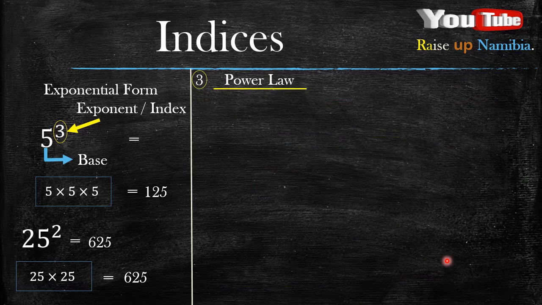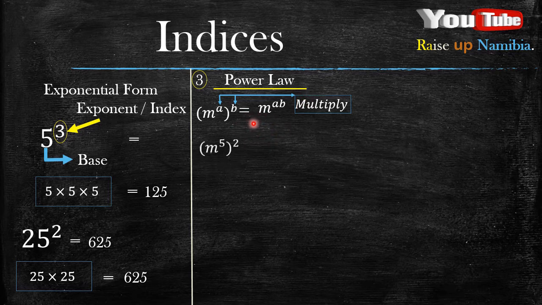So let's look at the last law for this video, which is the power law. Now what is the power law? The power law states that when you have a term or a base and an exponent, and again it's raised to a certain power, you multiply the two exponents. Okay? If you don't understand this law, don't worry, we'll get into examples that will enlighten your understanding.